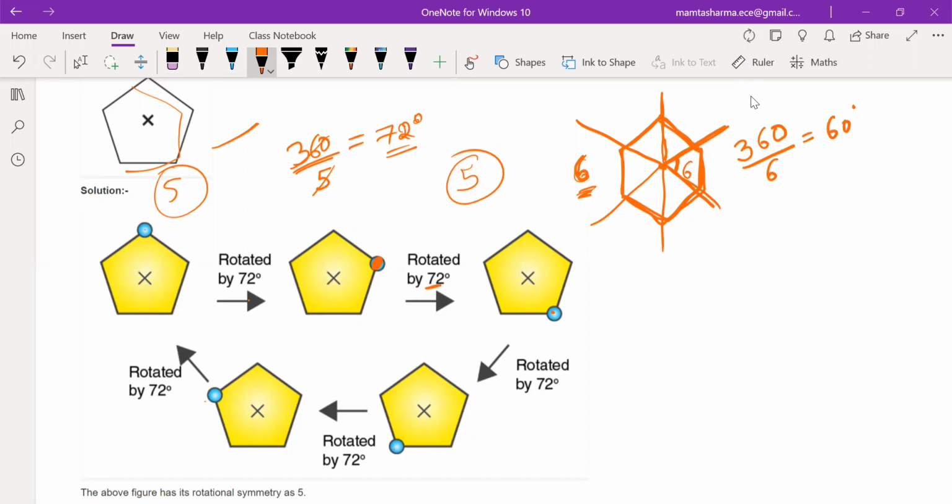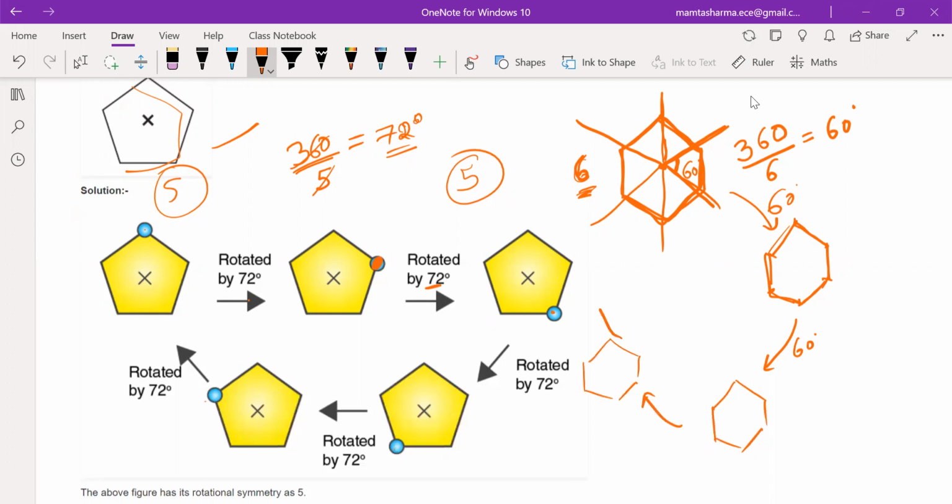So when you rotate this hexagon by 60 degrees, 6 times, it will look the same. In each and every rotation, it will look the same. Why? Since all sides are equal. After a 60 degree rotation, it will look the same as the original one. Again, rotate it by 60 degrees, it looks the same. Again, rotate it by 60 degrees, it looks the same. Similarly, you have to rotate it 6 times.